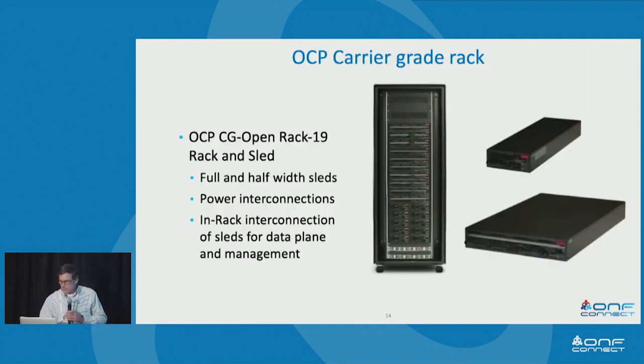So a couple of simple examples. This is a carrier-grade rack that was developed in the OCP Telco group. This is a rack infrastructure that defines the power and the cooling for this rack. It also defines full and half-width sleds that would go into this rack, and then the data interconnection and top-of-rack interconnection between all these sleds in a rack. So there's OCP racks that are available for telco or carrier use today.